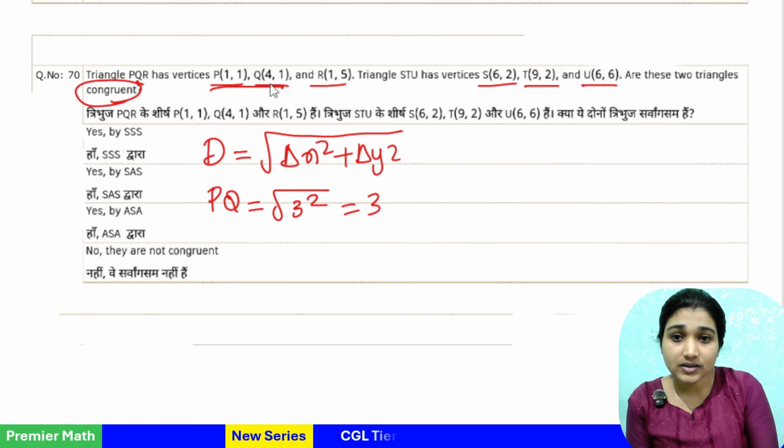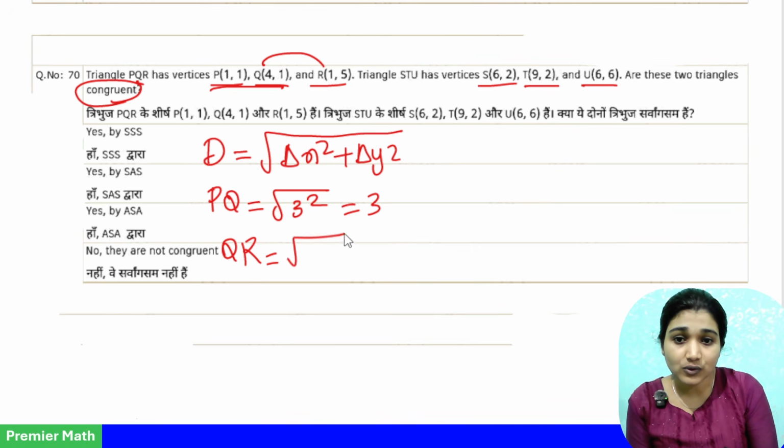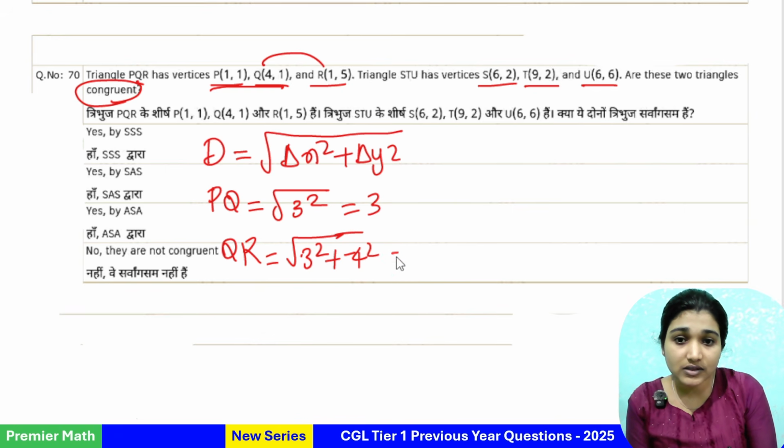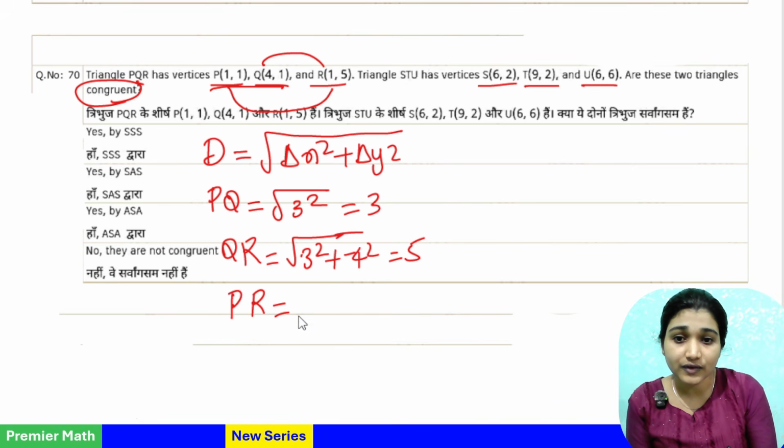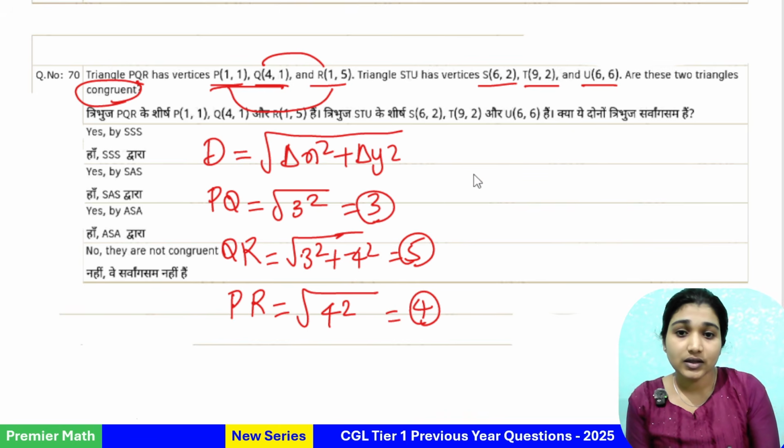Now just check QR. For QR, delta x means 4 minus 1, which is 3, and delta y means 1 minus 5, which is minus 4. So root of 3 square plus minus 4 square means 5. Then if you check PR, the x coordinates are equal, so just take the y coordinate difference, which is 5 minus 1, that is 4. So root of 4 square means 4. So 3, 4, 5 are the triangle sides.